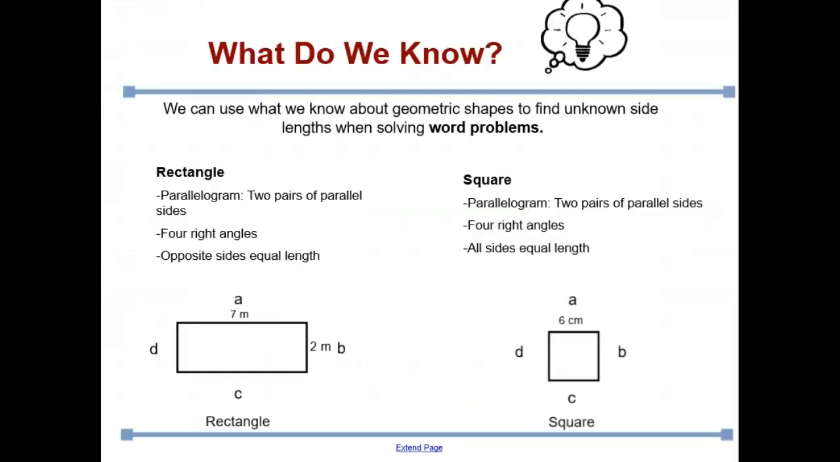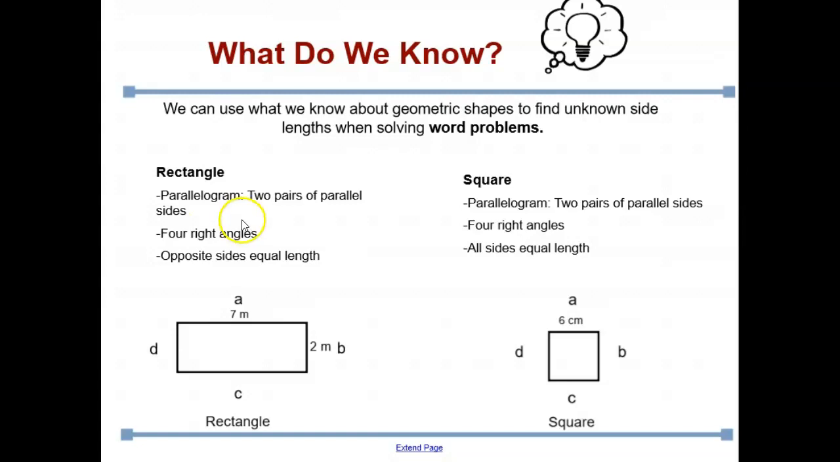I would like to review one more thing that we know that's going to help us be really successful finding the perimeter of objects and shapes today. So we know quite a bit about geometric shapes from our geometry unit. Specifically, I would like us to focus on rectangles and squares today.